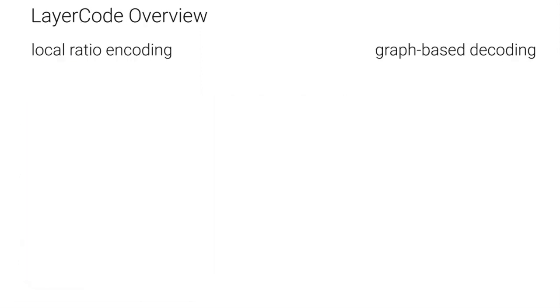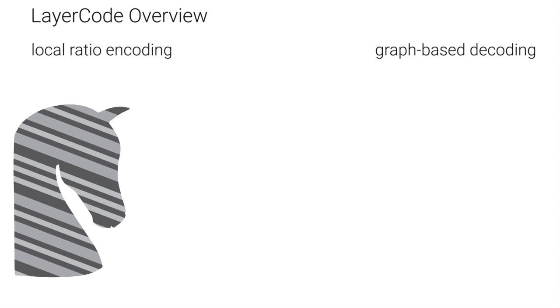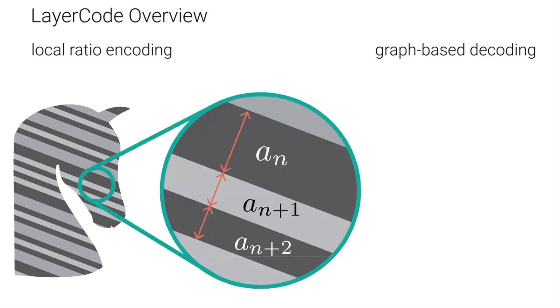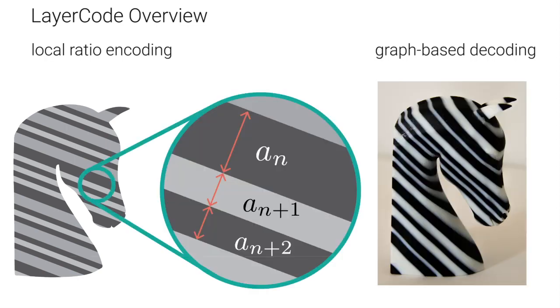To address the challenges of complex shapes, we use local ratios to encode information in a graph-based image decoding scheme. The local ratios of adjacent layer thicknesses are reliably preserved across different surface perspectives and curvature. In the decoding stage, our graph-based method enables us to sidestep shadows, highlights, and uncertain image regions to decode robustly.